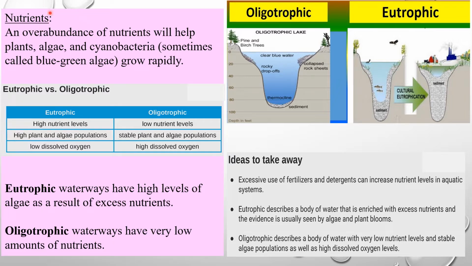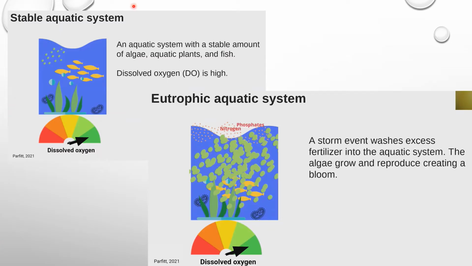Now back to nutrients. Remember that overabundance or excessive amount of nutrients is going to help those plants and algae and cyanobacteria, which is like a type of algae, grow rapidly. And then know the difference between your eutrophic and oligotrophic waterways. Remember its relationship with dissolved oxygen. Okay, so we have our stable aquatic system where our dissolved oxygen is high. You can see it on our dissolved oxygen meter right here. And you can see our plants and our fish and everything else that's in the system here, right?